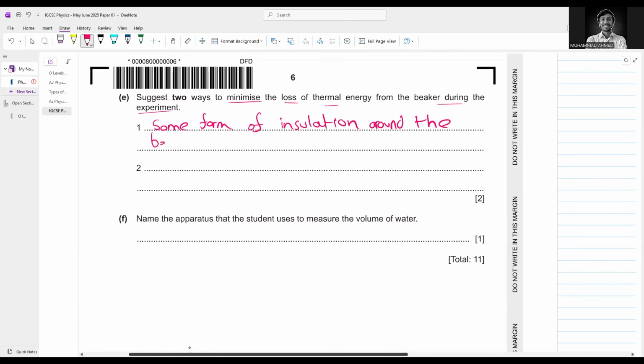What else can you use? Use a lid on the top of the beaker. Simple. Nothing complicated here. Okay, आगे बढ़ते हैं.